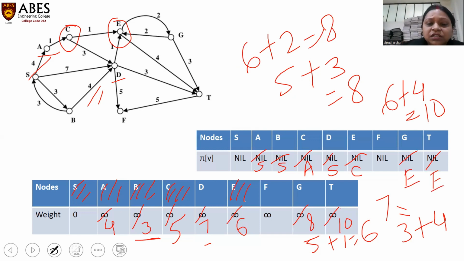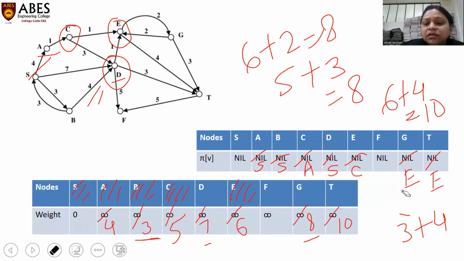Now E is also visited. Now D, F, G, T. In this, D is containing the least value. Then visit this D. From D, there are three edges. From D to E. Second is D to T. Third is D to F. But E is already visited. Then no need to go for that. Check for D to T. T is currently containing the value as 10.